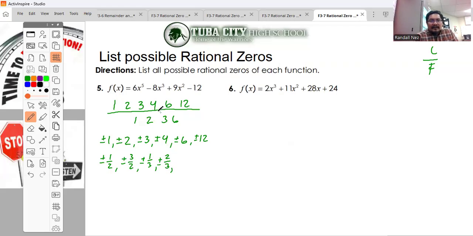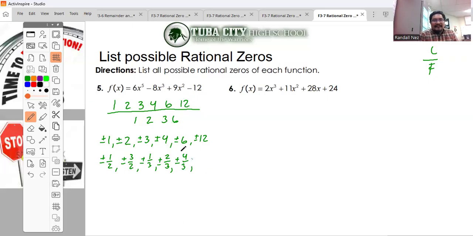All right. 3 over 3. Yeah, that'd just be a 1. 4 over 3. No, don't have one of those. 4 over 3. 6 over 3. Yeah, we do. How about 12 over 3? Right, that's just the same thing as 4. Okay, good. You guys are getting it.